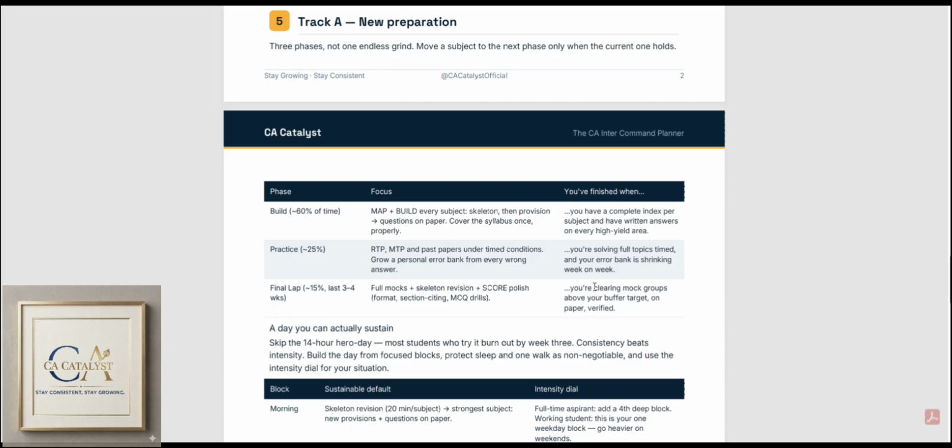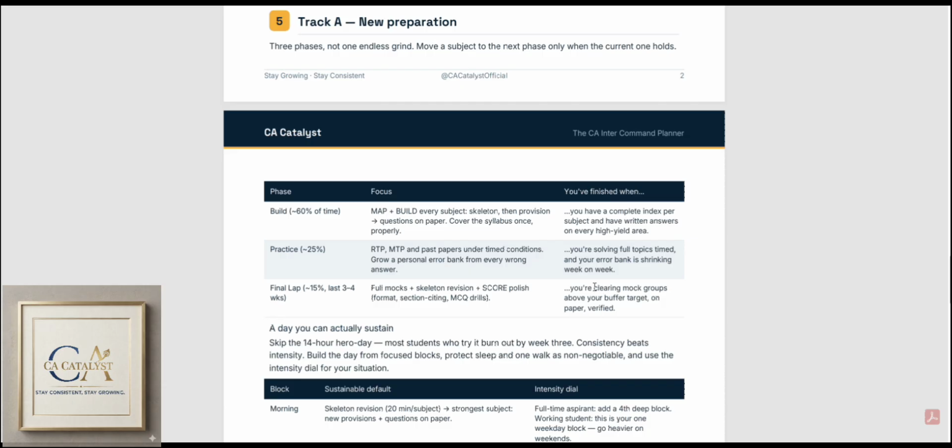When you cover the syllabus once and properly, 60% of the time goes into building this. When you finish these concept notes, your handwritten notes or concept books, which will be hardly 5 or 6 pages maximum, you will have a complete index per subject, which is high-yielding material. You have written answers there itself. You understand which concept, which topic, what has been asked, what has been referred, how many times you revised, everything at one place. Believe me.